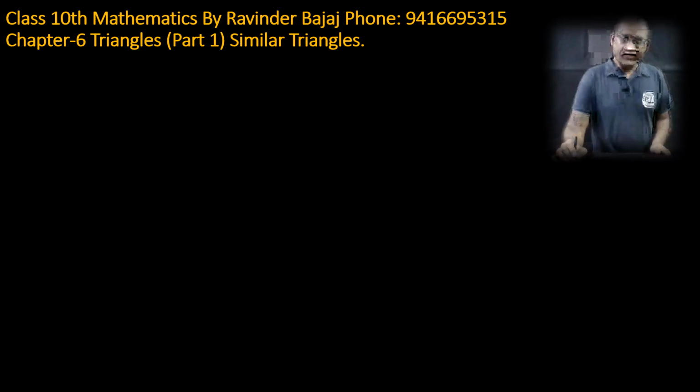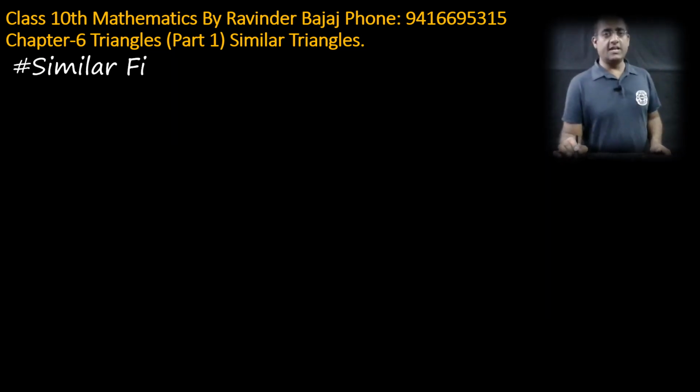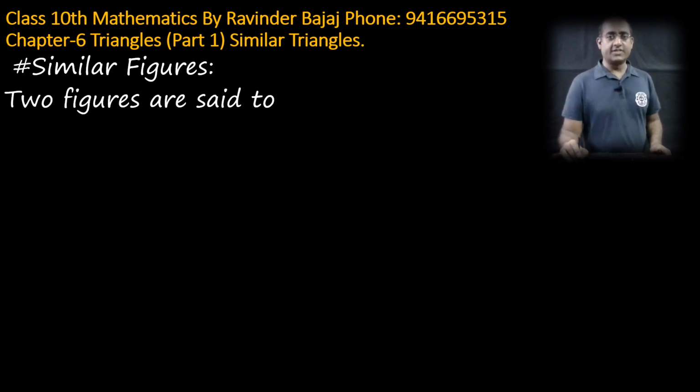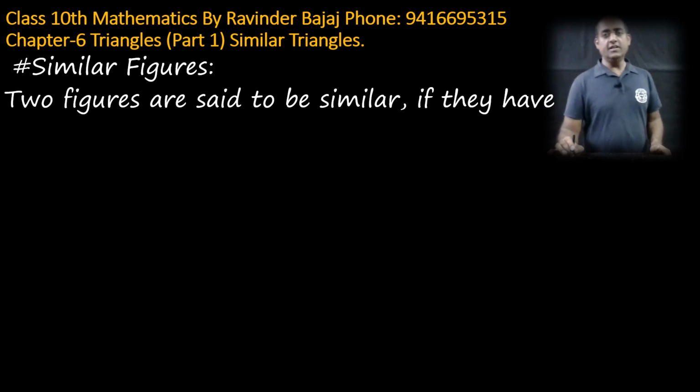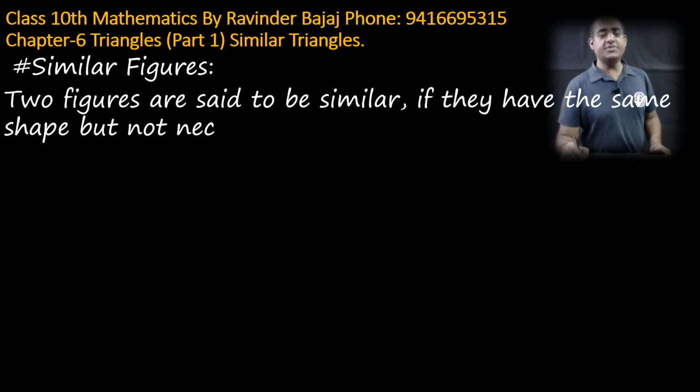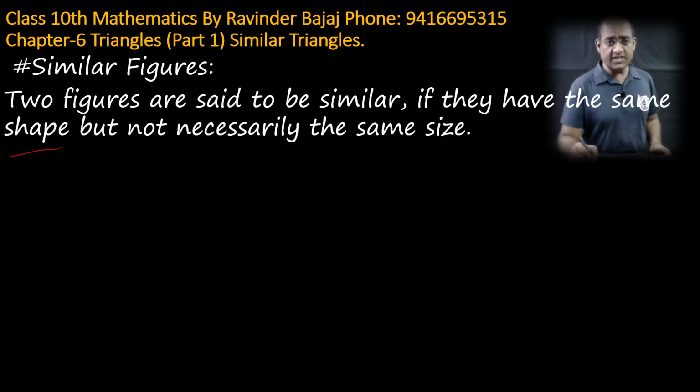Now, let's talk about similarity. Similar figures. Two figures are said to be similar if they have the same shape. So shape must be same, but not necessarily the same size. Size can also be same, means all congruent figures are similar, but all similar figures are not congruent. So shape must be same, but size can be different.